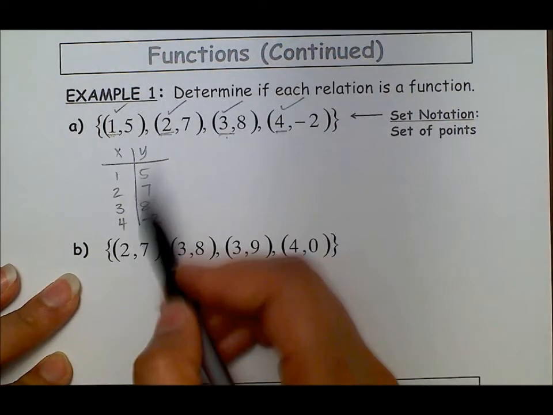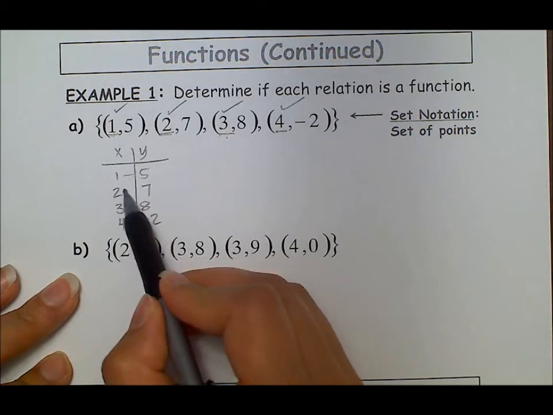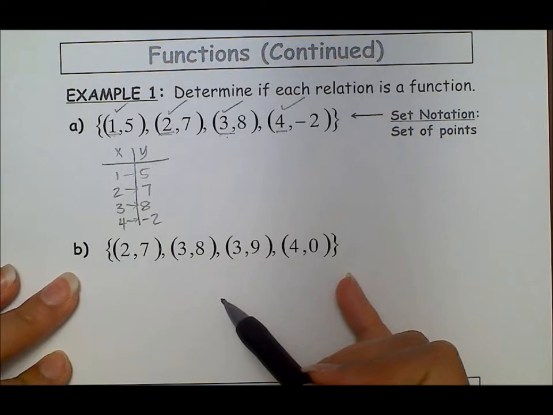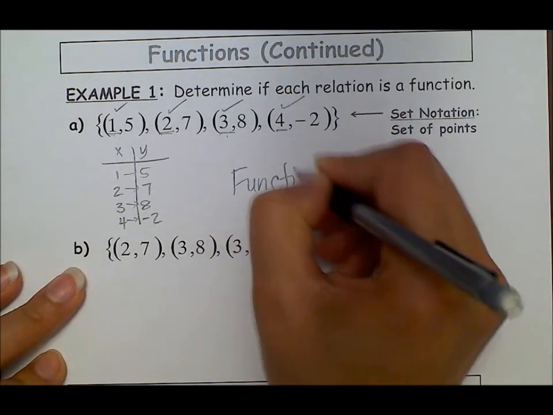And if you look at it in the table of values, you'll notice that each x value has a unique y value that corresponds to it. There's no repetition of x values, and so this would make it a function. Okay, each x value has a unique y value.